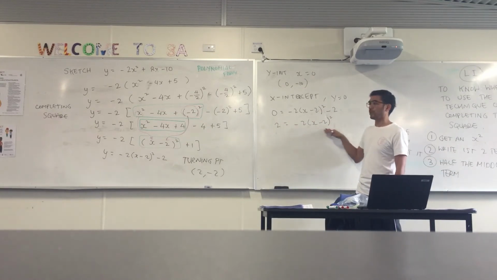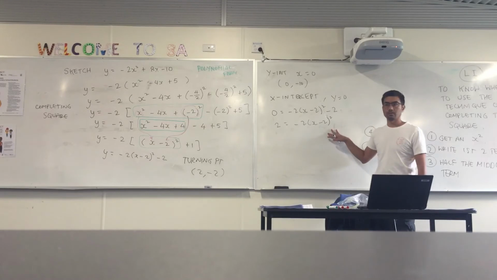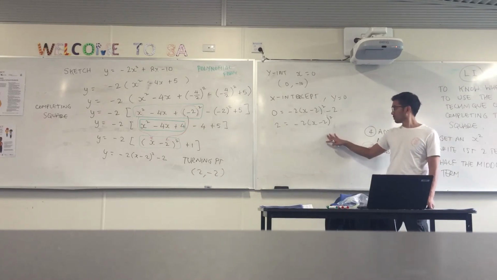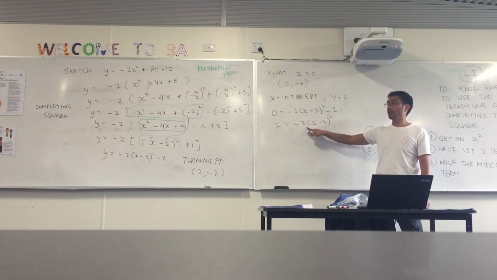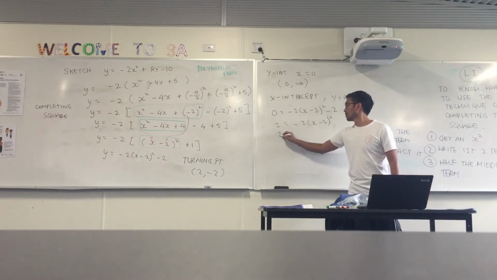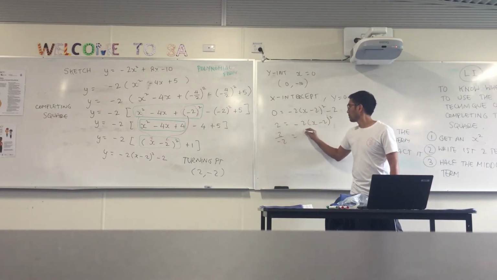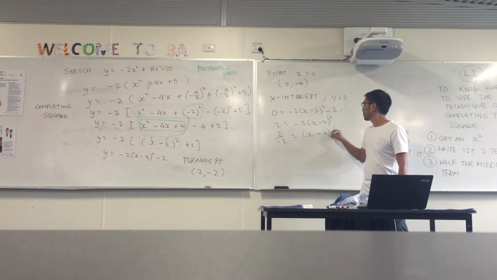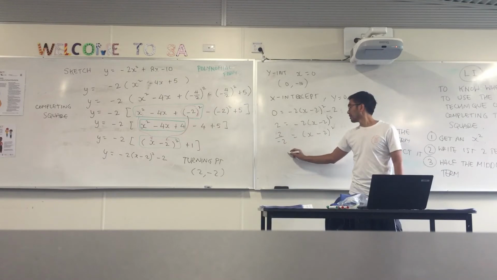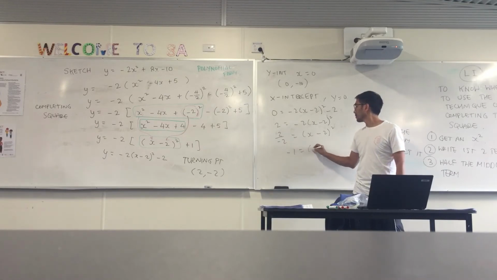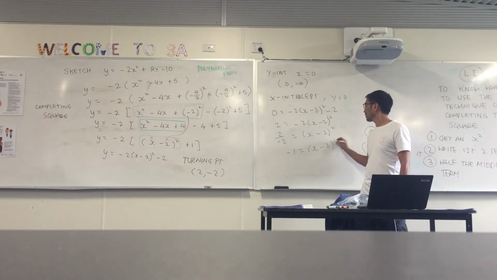Jack, what do I do next? This bracket is being multiplied by -2. The opposite of that is divided by -2. 2 divided by -2, Eric, we'll get just 1. Would you expand the brackets? No, no need for that.